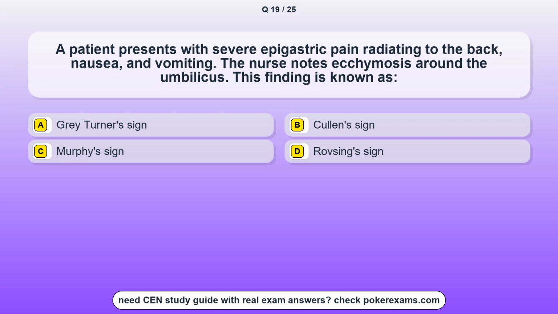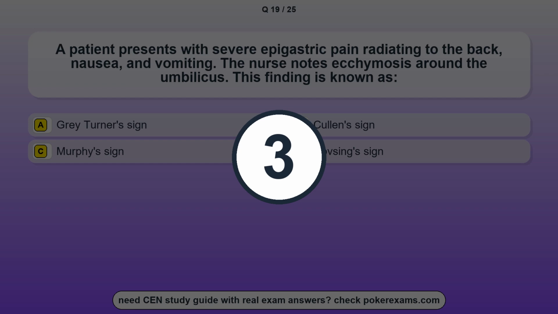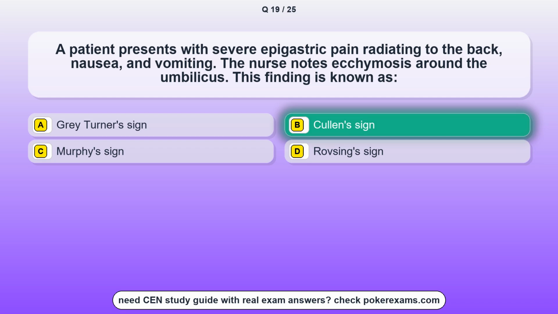Question 19. A patient presents with severe epigastric pain radiating to the back, nausea, and vomiting. The nurse notes ecchymosis around the umbilicus. This finding is known as: Option A: Grey Turner's sign. Option B: Cullen's sign. Option C: Murphy's sign. Option D: Rovsing's sign. The correct answer is option B: Cullen's sign.